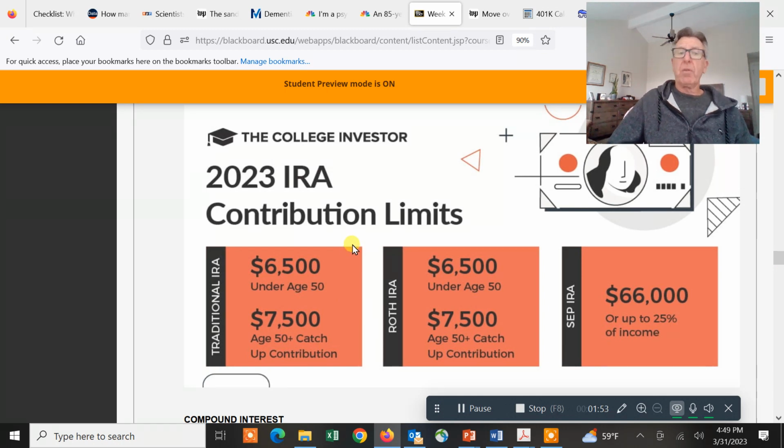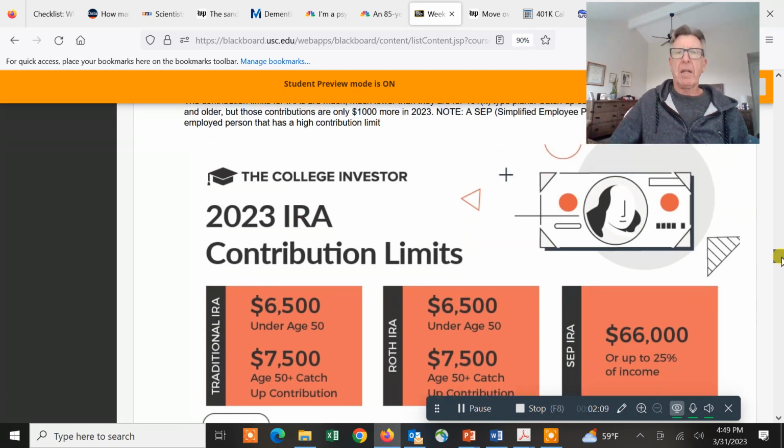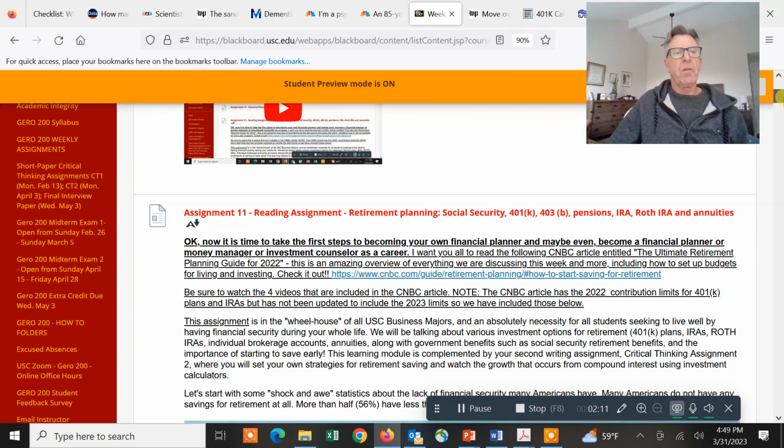IRAs, we're going to talk about those, and Roth IRAs. Those have an annual limit of 6,500 until your age 50, and then the federal government is incentivizing a catch-up, so then there's a higher limit of $7,500. That's not going to come into play in your calculation, though. All right. So what do we got to do?